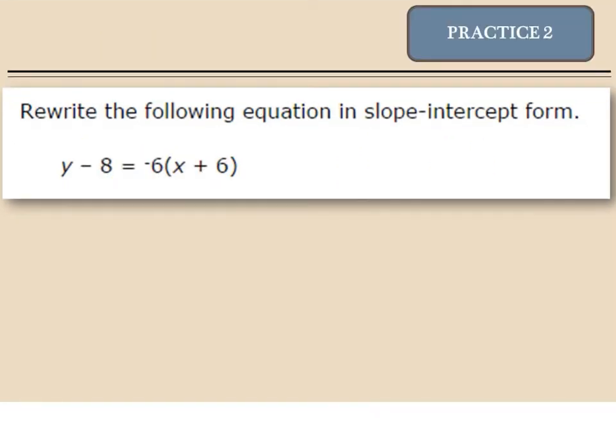All right, your practice problem is to rewrite the following equation in slope-intercept form. Y minus 8 equals negative 6 times the quantity x plus 6.